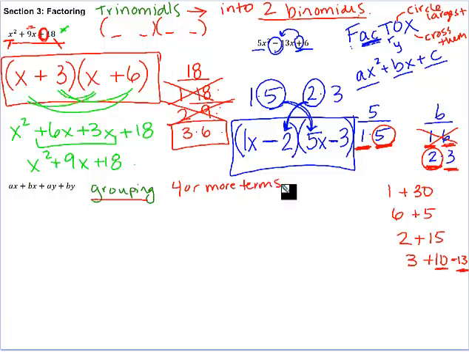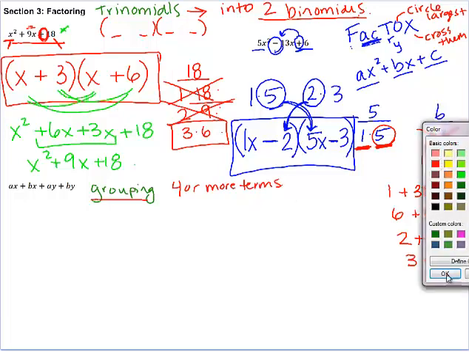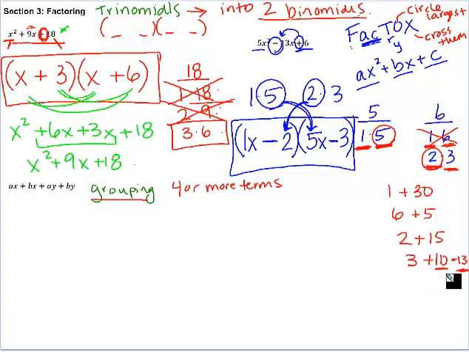Okay, so if you ever have 4 or more terms, you're going to try to group. And what you're going to do is group the first 2 together and the last 2 terms together. Then you look at the first 2 terms, ax plus bx, and you decide, is there a greatest common factor? There is, x. So you take that x out, and you're left with a plus b.